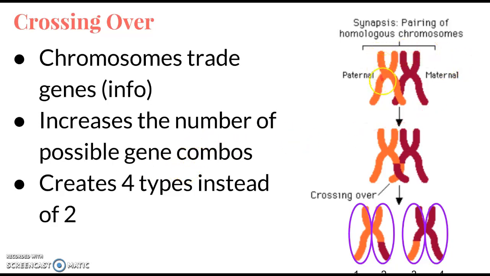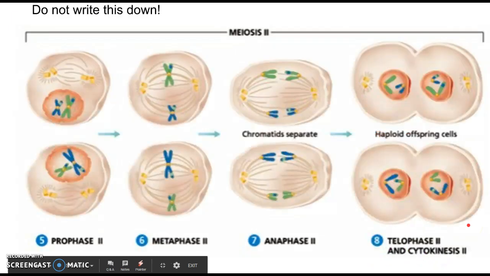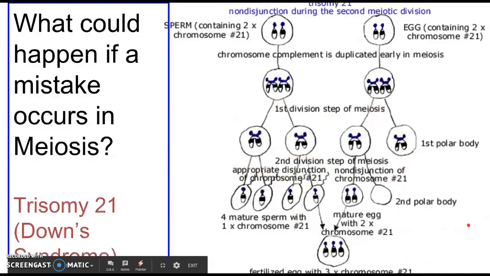The chromosomes, the one you have from dad and the one from mom, connect, and they actually switch genetic information. Little segments of DNA, the genes, some of the orange will go onto the red, and some of the red will go onto the orange. This is what allows us to get 4 different cells in the end. If you notice right here, this is going to go into one, this is going to go into one, another one, and another one. They are all completely different from each other. And there's our meiosis 2 again.